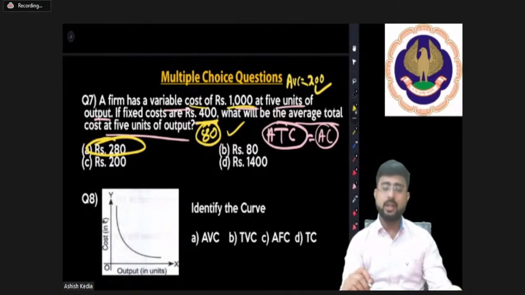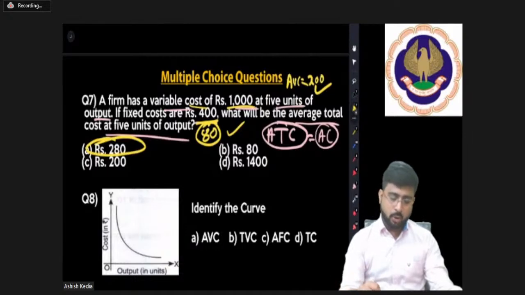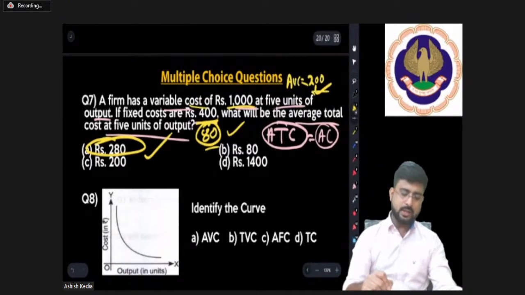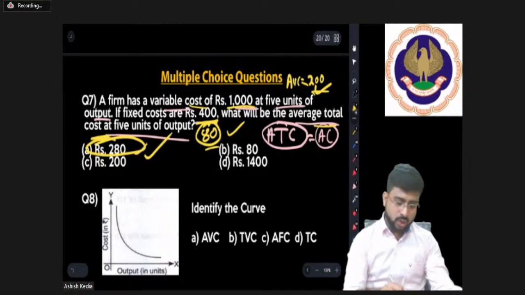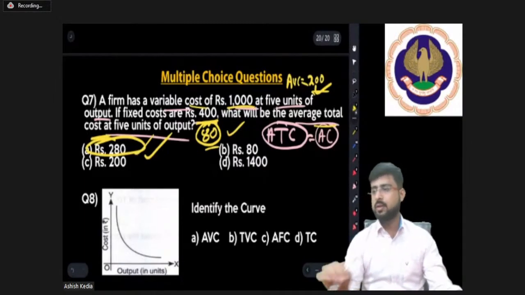So yes, it will be 280. The reason is very simple, because 1,000 divided by 5 is 200, and 400 by 5 is 80. So 280. So what will be the average total cost? It will be 280.